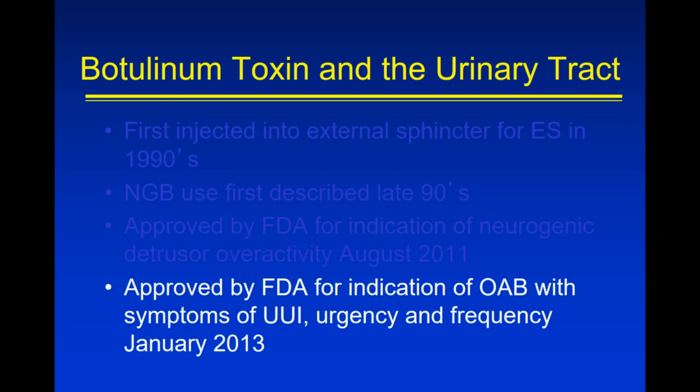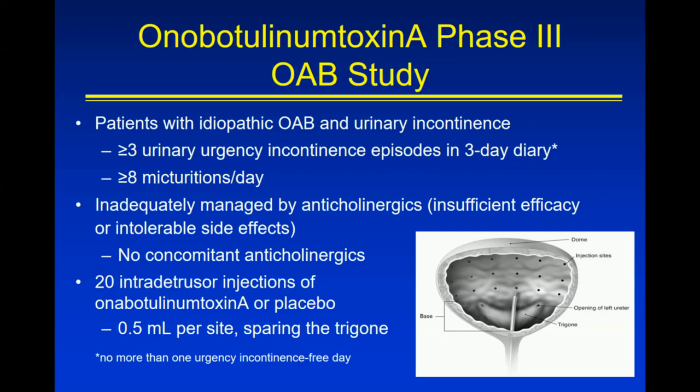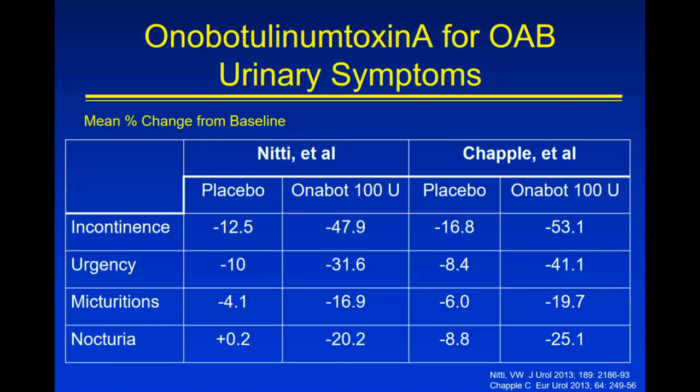So it got approved for overactive bladder, urgency urinary incontinence, in January of 2013. And I want to go through the two phase 3 trials that looked at this. This was 20 injections, half a cc apart, and this really is our standard template of injection, and we'll talk about the template of injections. And you can see from both the American trial and the European trial, patients had significant improvements in incontinence, urgency, number of voids, and number of nighttime voids as well.